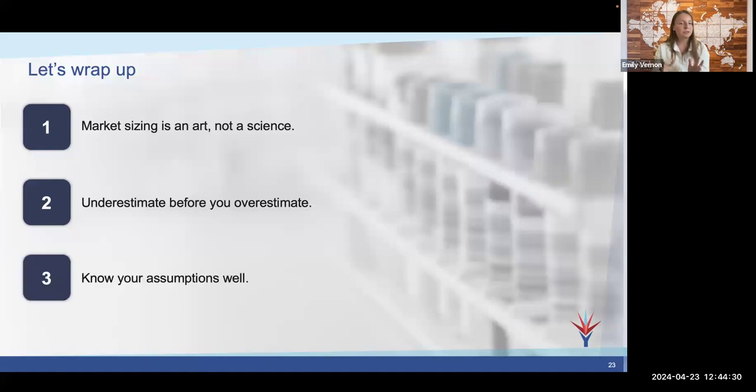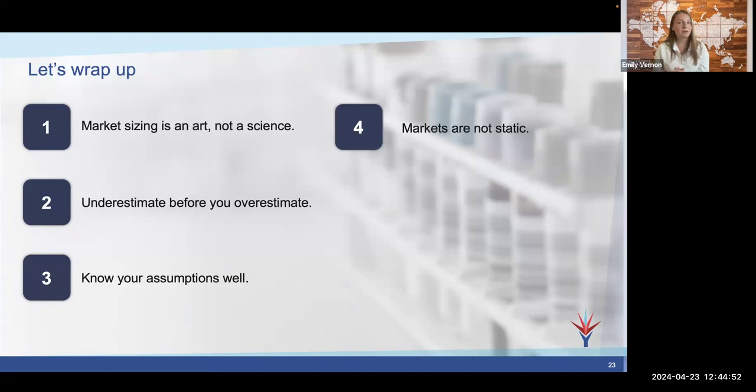We've talked about this too. So around your assumptions, again, being able to justify why the market looks the way it does, what assumptions you baked into your model, and why you chose those assumptions will again showcase your understanding of the market and build confidence in the reviewers, strategic partners, and investors that you understand the market well.